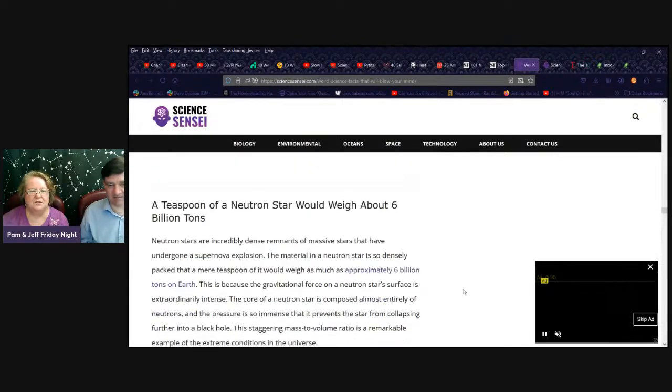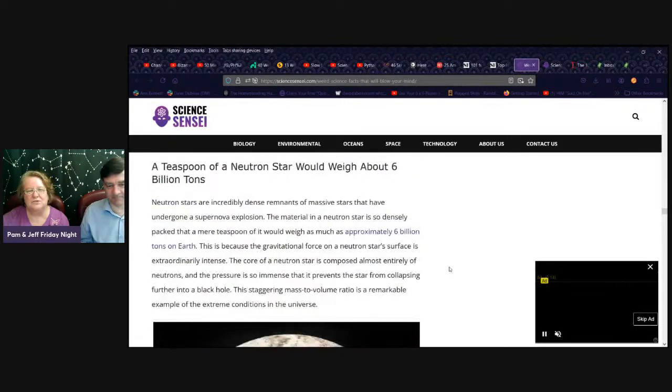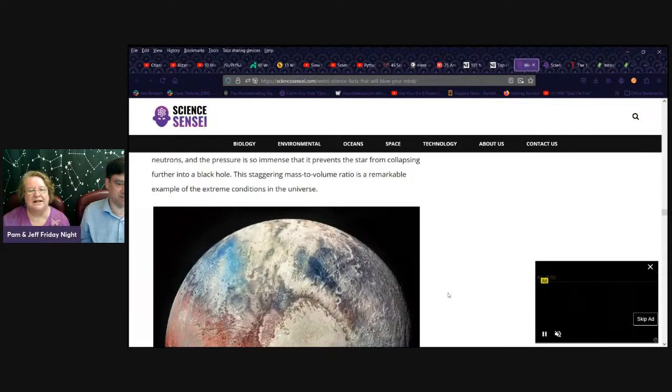Yeah. A teaspoon of a neutron star would weigh about 6 billion tons. Which seems weird to me. I was like, once you get it out of a teaspoon, does it actually still weigh that much? I don't know. Well, here's the thing. You pull it away from the gravity of the neutron star and it would probably explode. I can see that, yeah.